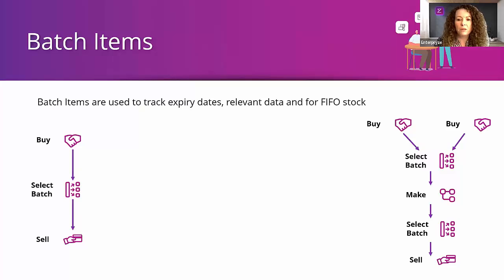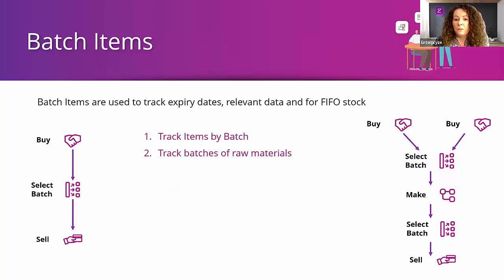So just to remind you here about batch and serial tracked, batch items are used to track expiry dates, relevant data, and are very relevant for FIFO, so first in, first out stock. So when you buy the stock, you assign the batch number, and then of course you select the item, or select the batch, to sell it.